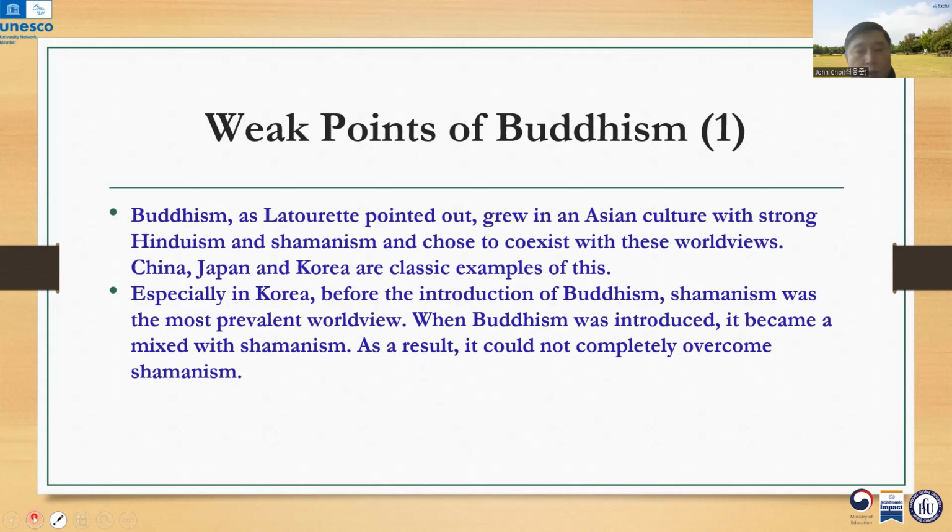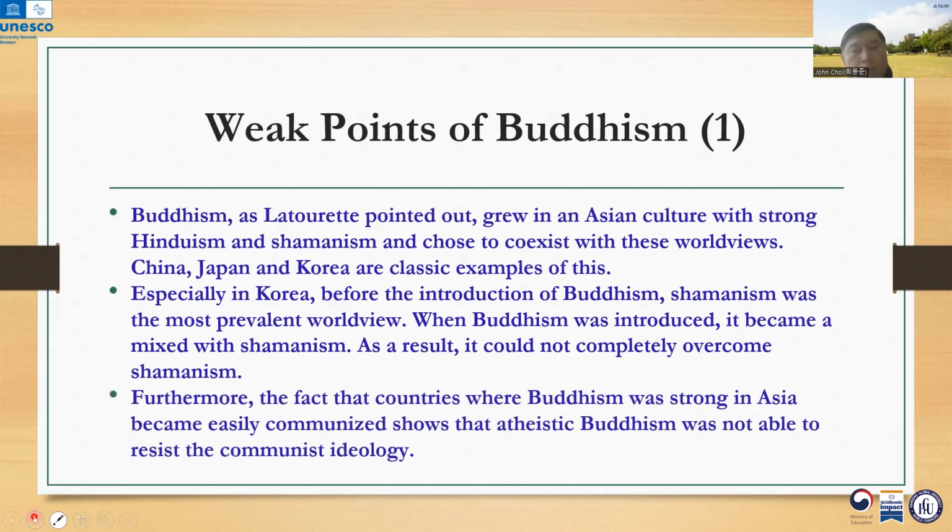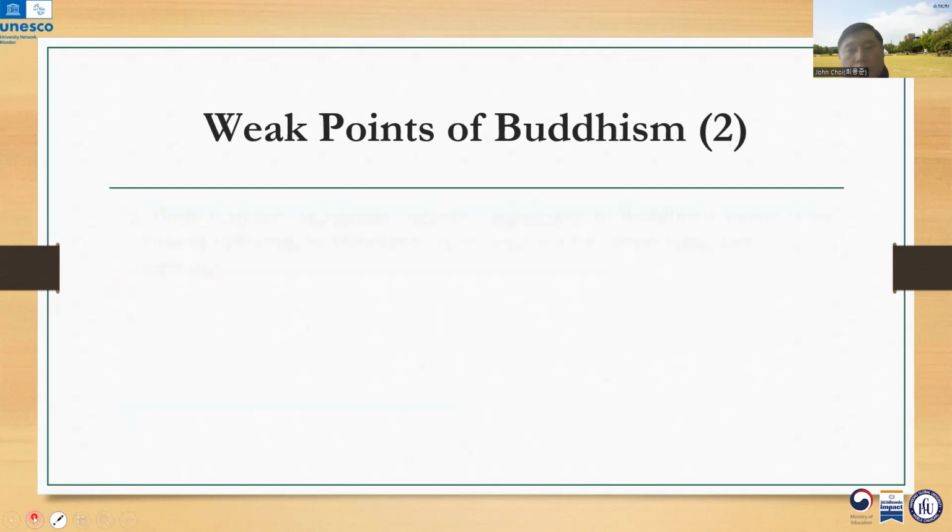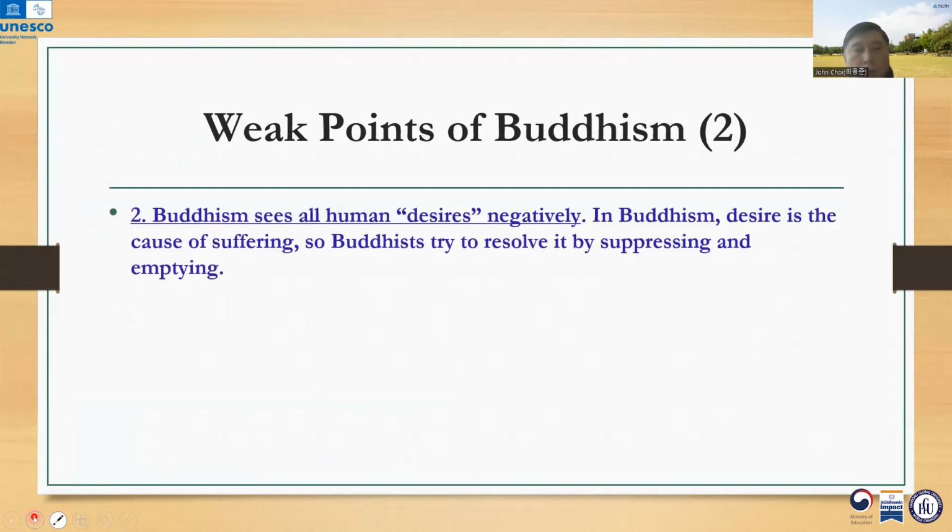As a result, it could not completely overcome shamanism. Furthermore, the fact that countries where Buddhism was strong in Asia became easily communized shows that atheistic Buddhism was not able to resist the communist ideology. How about the second point?